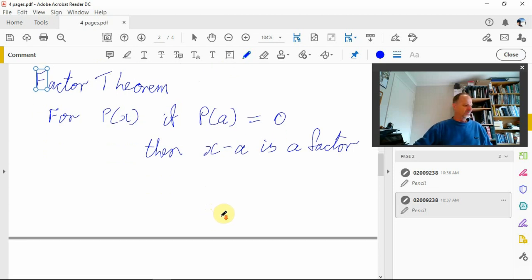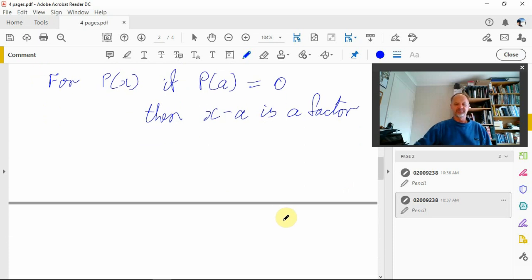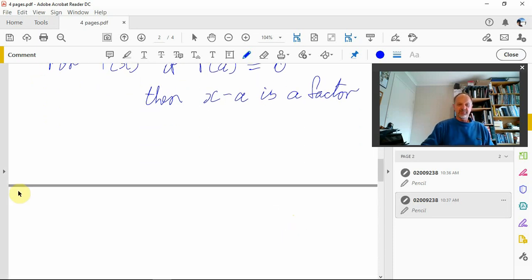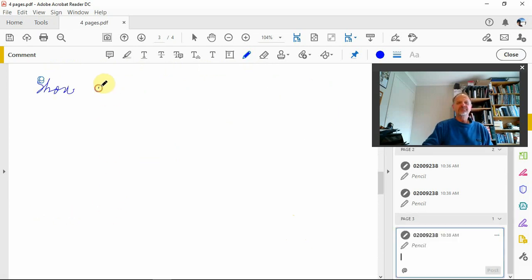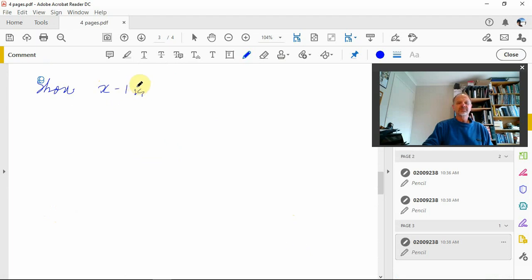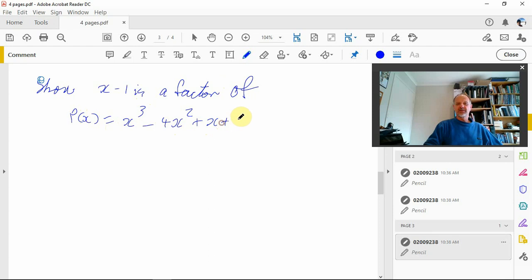So an example might be this. Example: show x minus 1 is a factor of this polynomial, p of x equals, let me write it down properly, transcribe it correctly, otherwise that would be very embarrassing because it wouldn't work out, plus x plus 6.